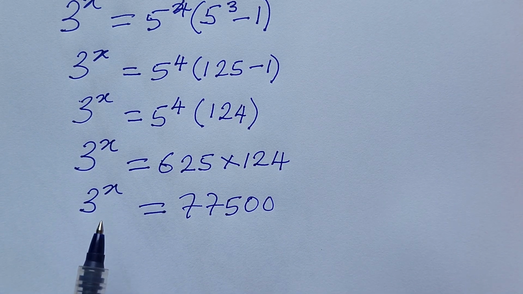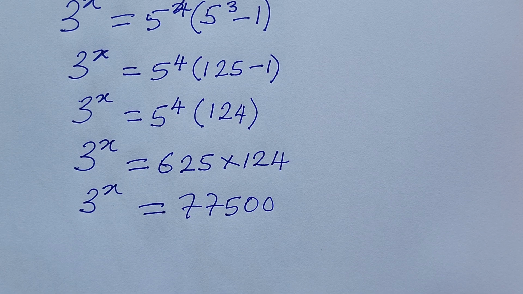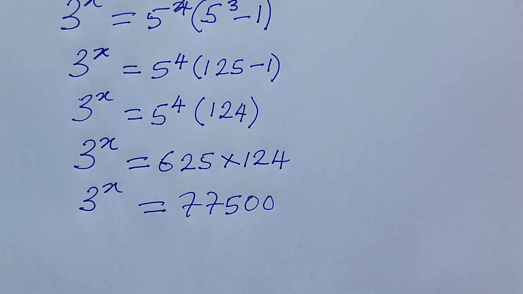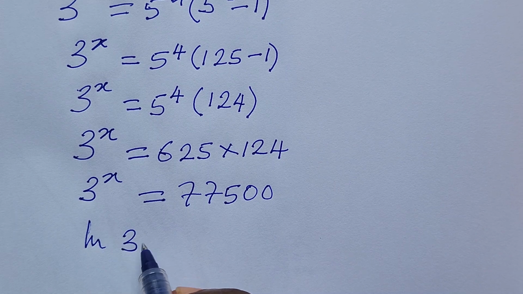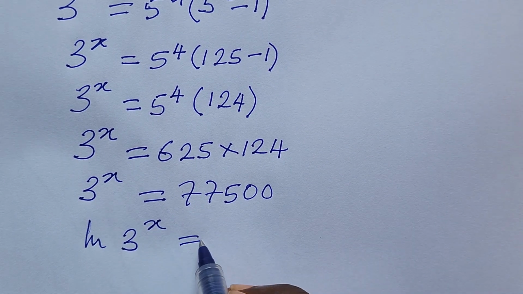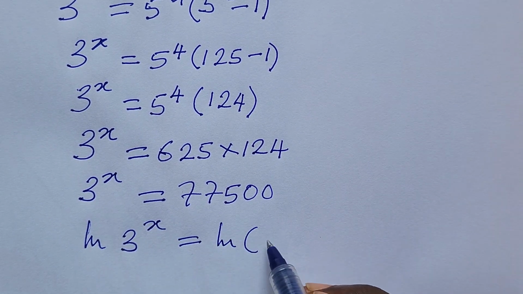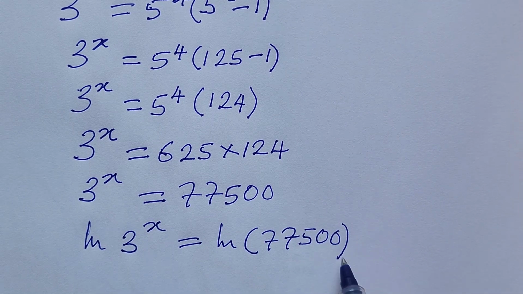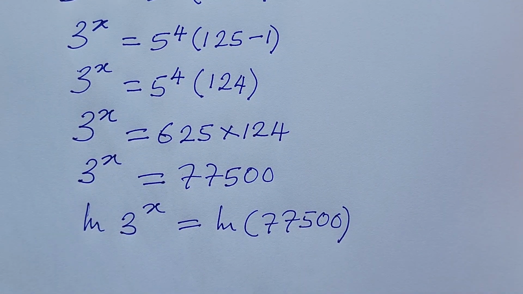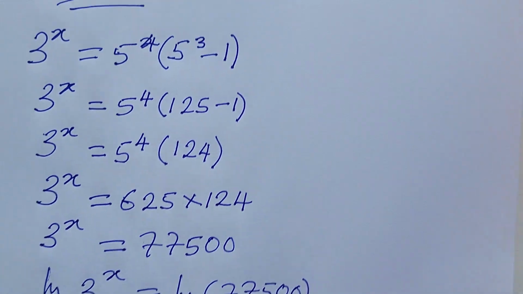All right, we're looking for x here. So what do we do to get the value of x? We just have to either take log to base 10 of both sides, or we take the ln, to base e, of both sides. Okay, so let's use the ln. So we're going to have ln of 3 to the power of x, equal to ln bracket 77500 close bracket.